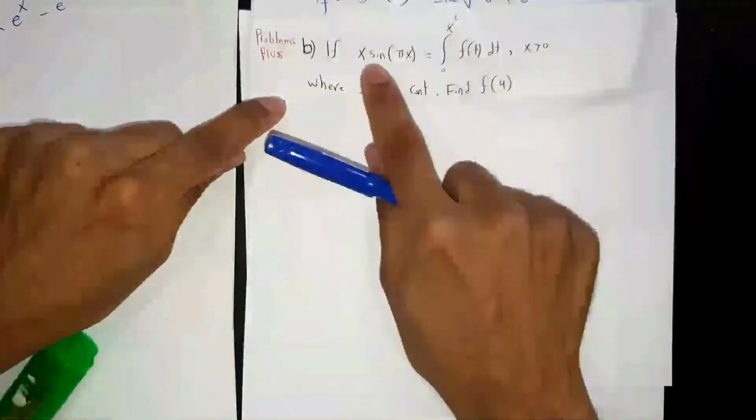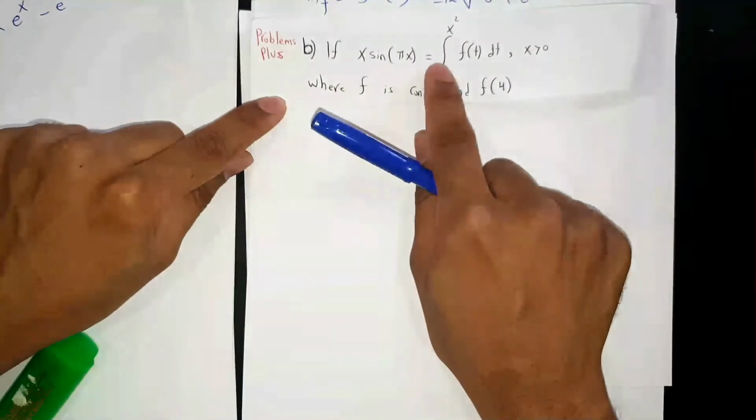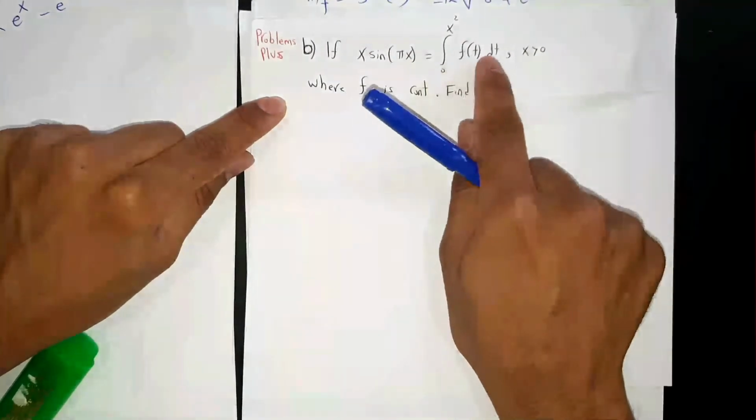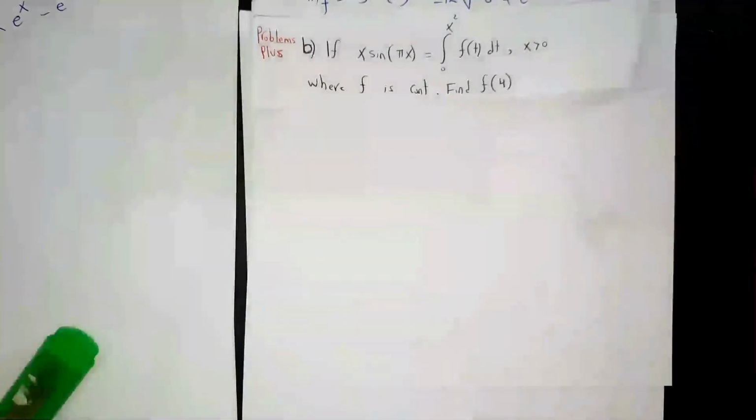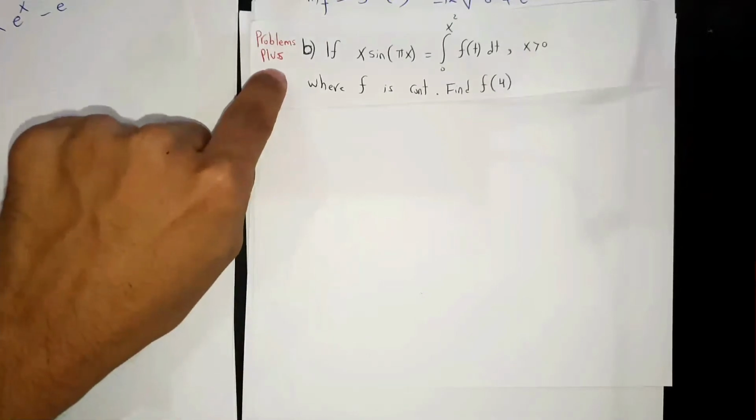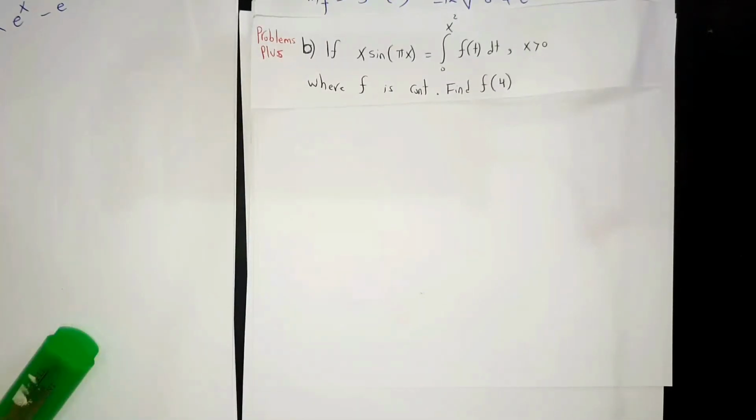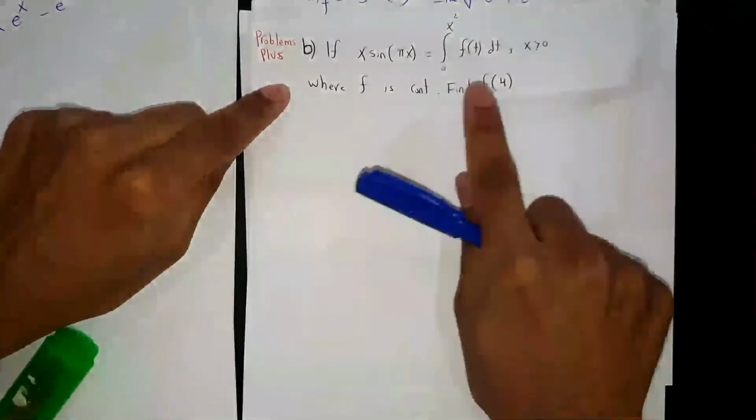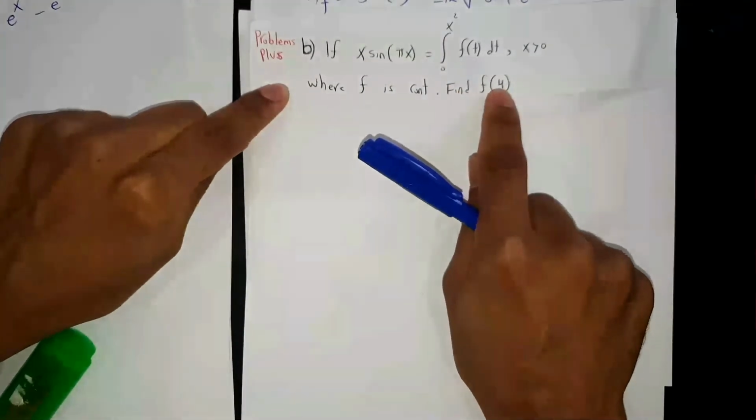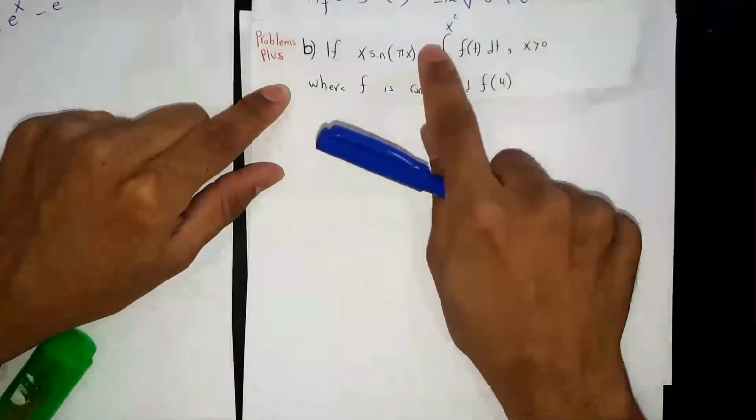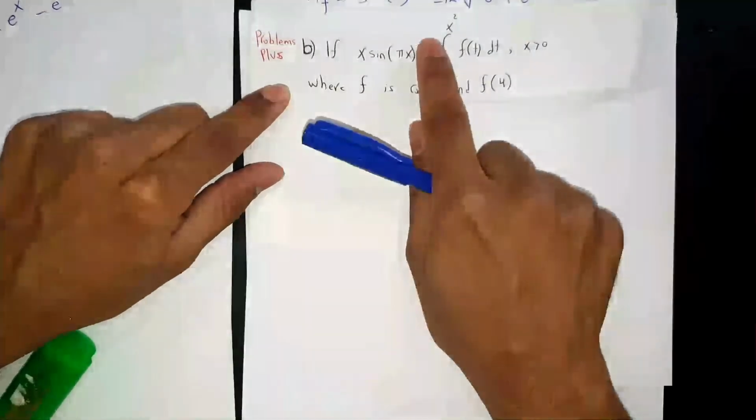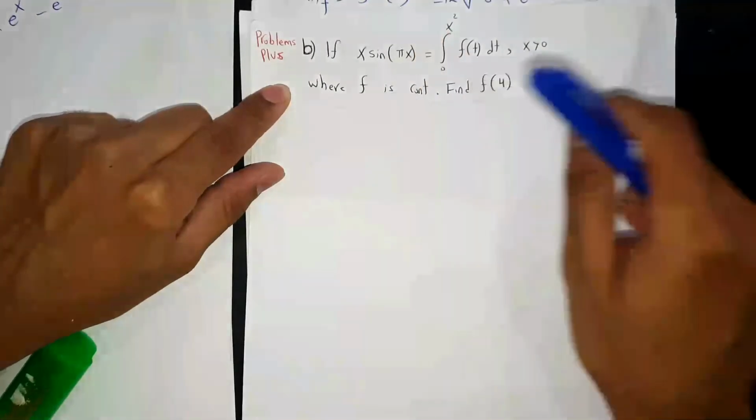Part B, he said if x sine pi x equals the integral from 0 to x squared of f of t dt, where x is positive and f is continuous, we need to find f of 4. First, this question is taken from the problems plus. These questions are high level questions and you can find them at the end of each chapter in the textbook. He said we need to find f, then we substitute by 4. Where is f? It is inside the integral. So how can we reach this f? You need to break this wall. I mean, you need to break this integral.